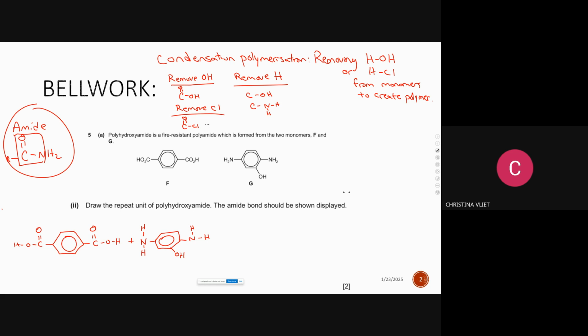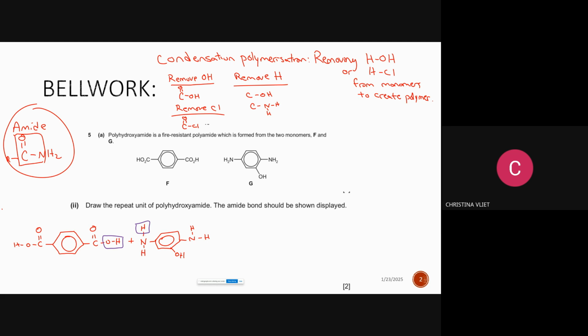It says remove the OH. So I'm going to put a little box around that so I know what I'm doing. On the amine, I'm going to remove a single hydrogen because together that forms water. So I know these two things are going to leave, and instead this carbon's going to connect with this nitrogen. On the outside, I also need to remove water.